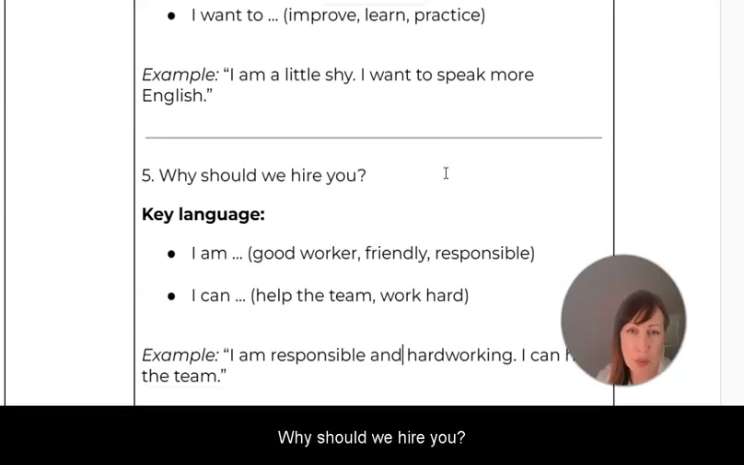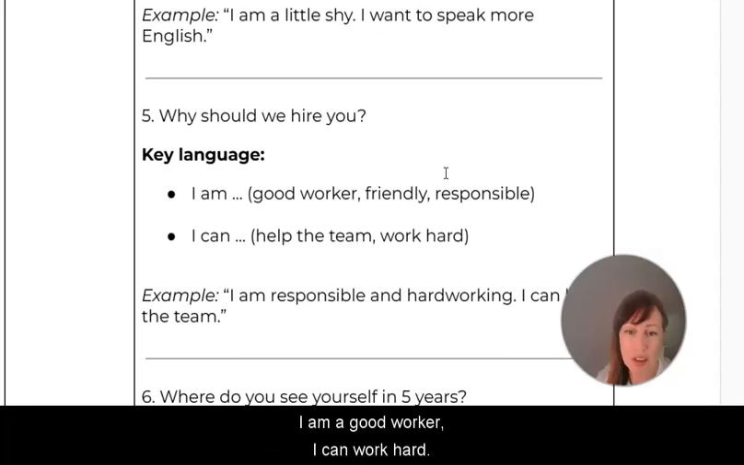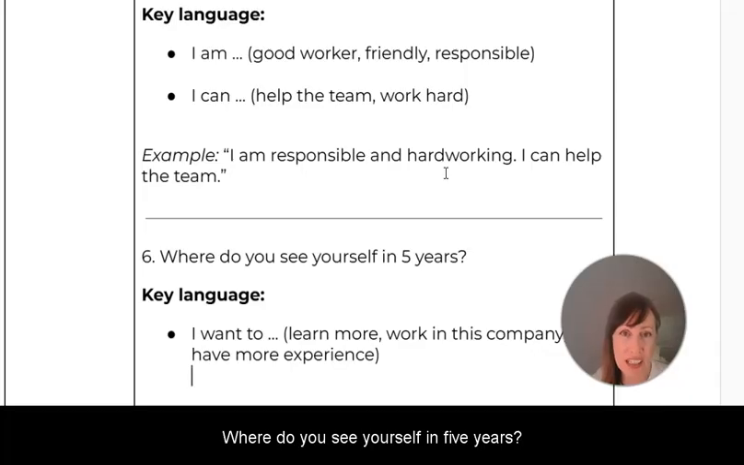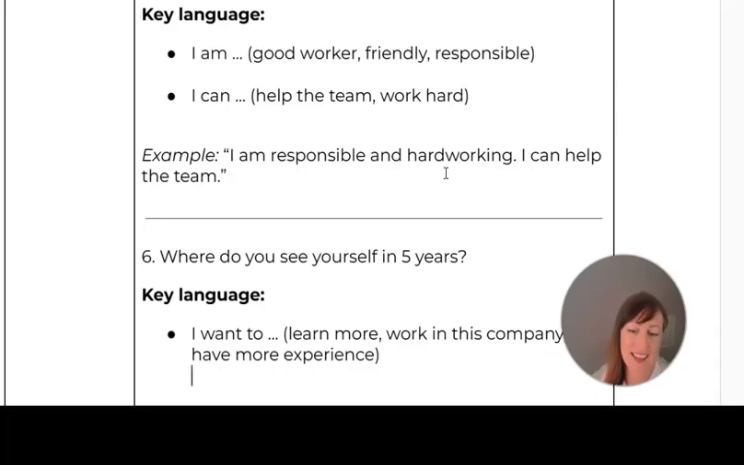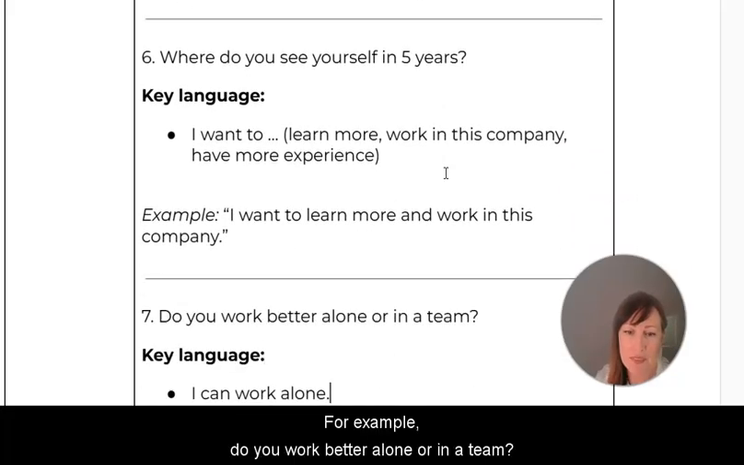Why should we hire you? And then you give the reasons. I am a good worker. I can work hard. Where do you see yourself in 5 years? What is your plan? I want to have more experience, have more responsibility, for example.